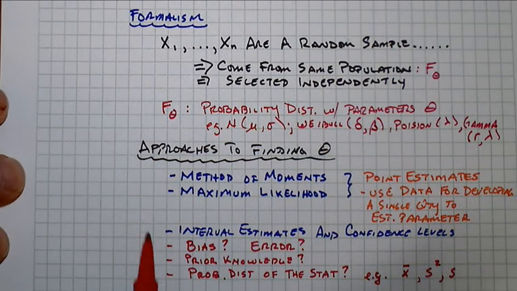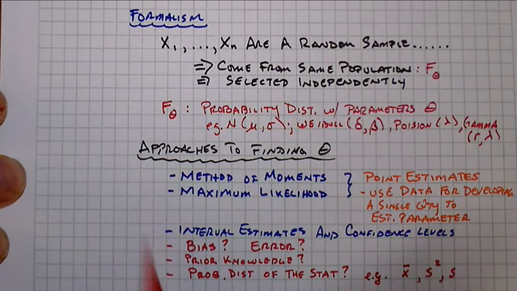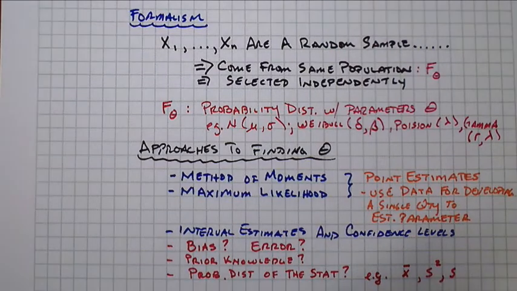So in chapter 7, what we're really going to be addressing primarily is method of moments and the maximum likelihood method. Along the way, we're going to define things such as bias and error and a little bit of this prior knowledge issue, and also end up talking a little bit about the probability distribution of the statistic. It's not till the next module where we'll get into interval estimates and confidence levels.